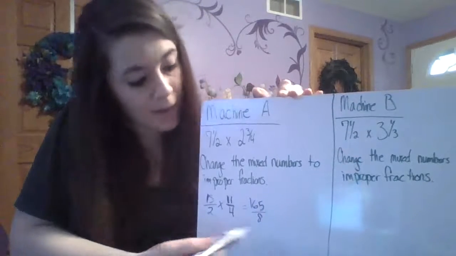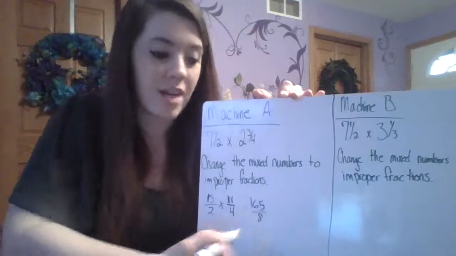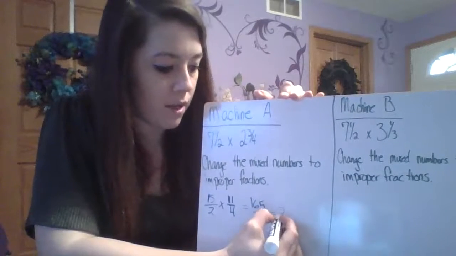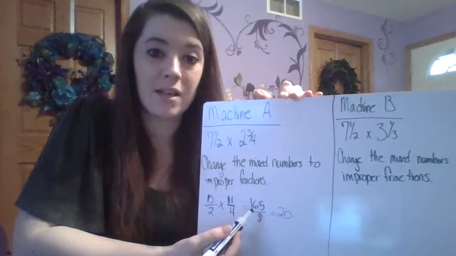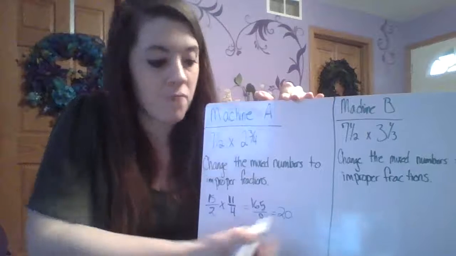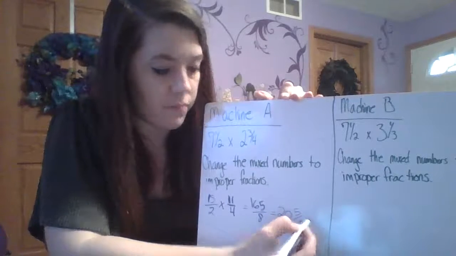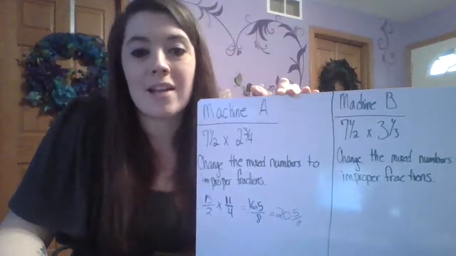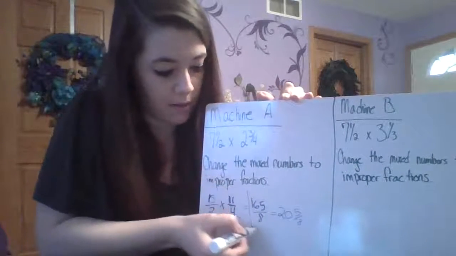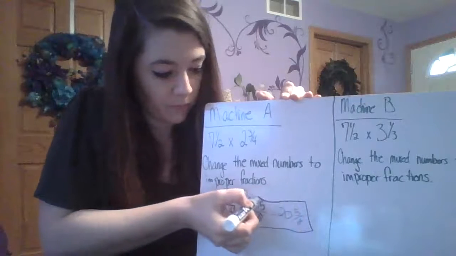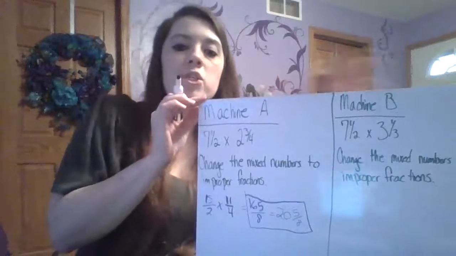So if we look at this one, if we take 8 and multiply it by 20, we get 160. 165 minus 160 is going to be 5 left over, so we have 20 and 5 eighths. So that is our answer for this, 20 and 5 eighths, or 165 eighths. So that is machine A. Now, on to machine B.